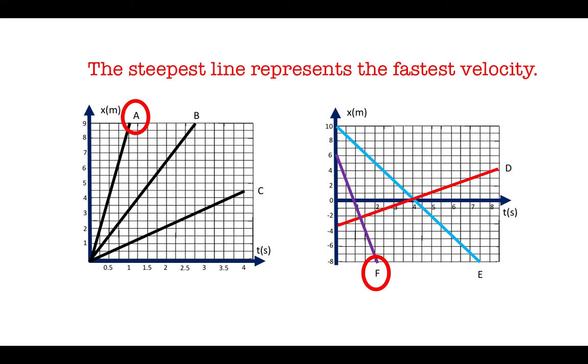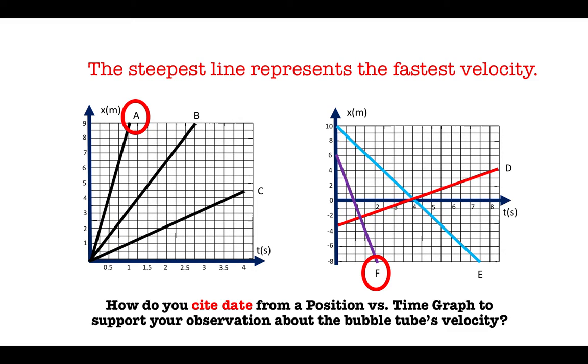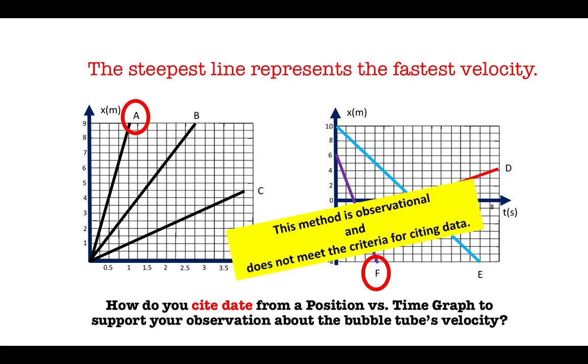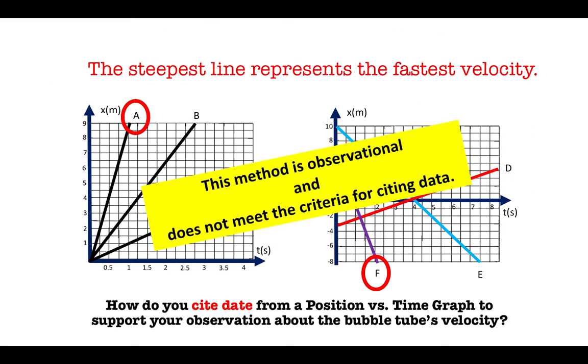So A is the steepest on the graph here on the left, and F is the steepest on the one on the right. Therefore, A is the fastest object represented here, and F is the fastest object represented there. We can make this evaluation without regard to direction. But how do you cite data from a position time graph like this to support an observation about the bubble tube's velocity? This method is observational that I just showed you, and it's helpful.